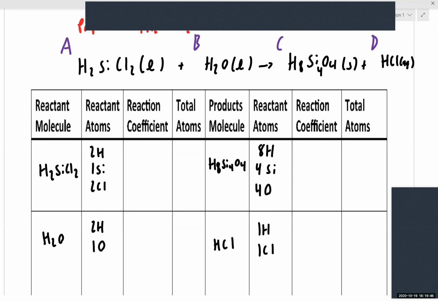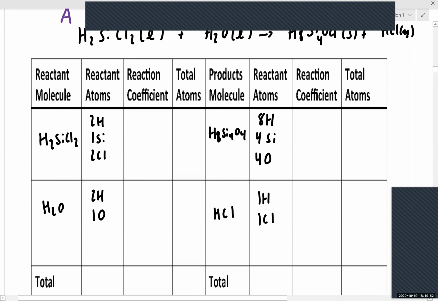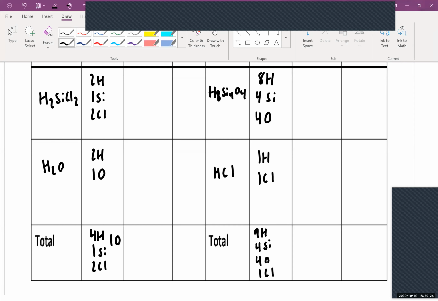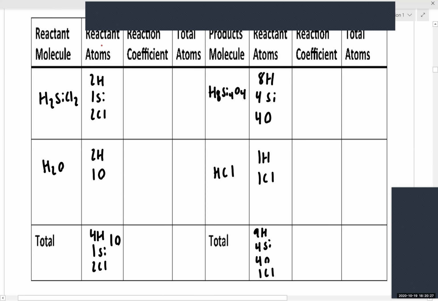Okay, perfect. So now that we have our atom counts, let's focus on our preliminary total. So I have 4 hydrogens, 1 silicon, 2 chlorines, and 1 oxygen on the left. And I have 8 hydrogens, 4 silicon, whoops, not 8. 8 plus 1, which would give us 9 hydrogens, 4 silicon, 4 oxygen, and 1 chlorine on the right. Okay. So now that we have our preliminary atom counts, let's circle which atoms are not balanced.